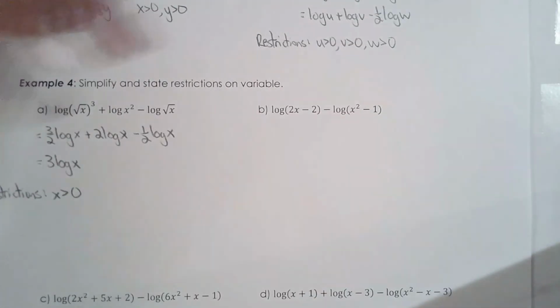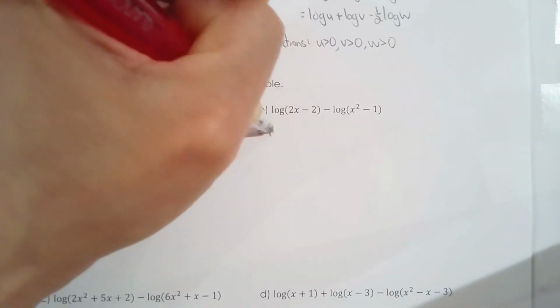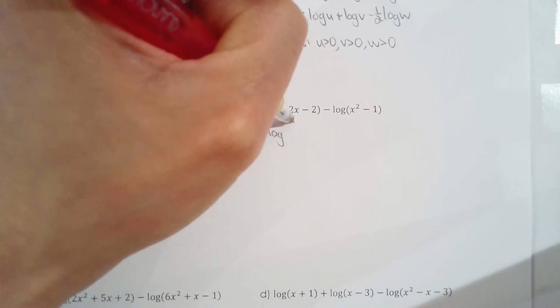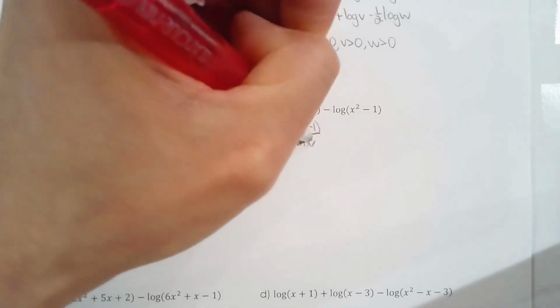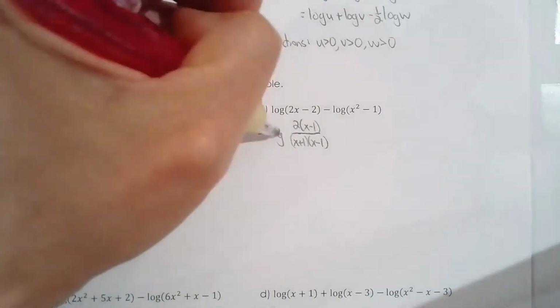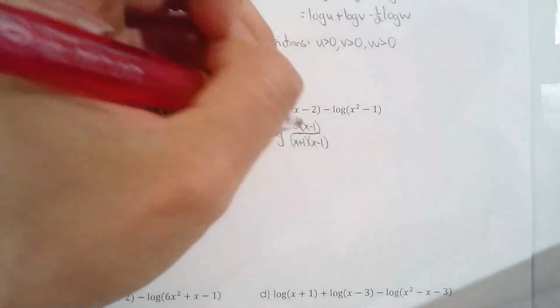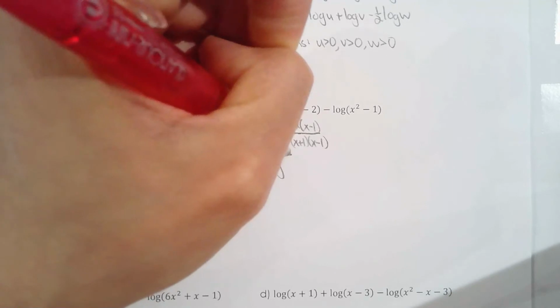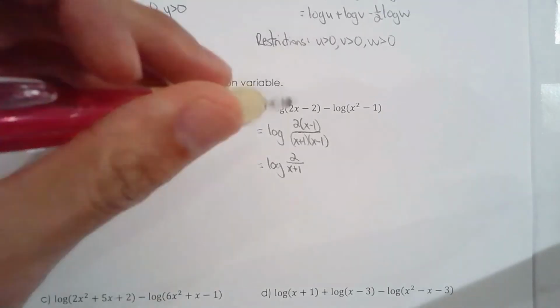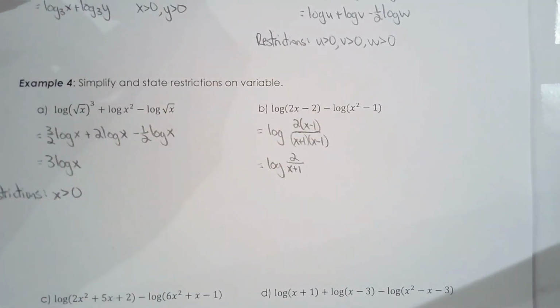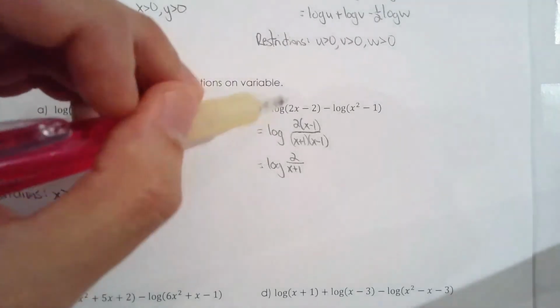Alright, so here, log of 2x minus 2, you know what, I'm going to factor that, over x plus 1 times x minus 1. So there's a common factor of x minus 1. That part, I would argue, is the easy part of the question, just simplifying. You should be very good at factoring by now, spotting the common factor, difference of squares. The hard part is stating the restriction. So I'm going to help you out.